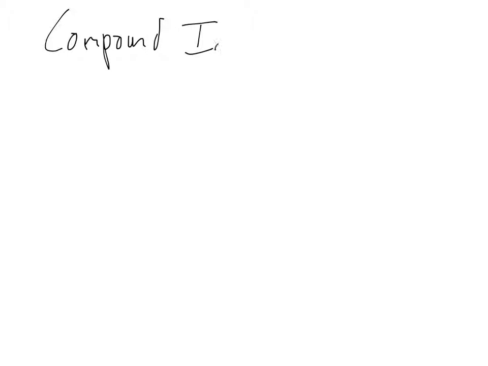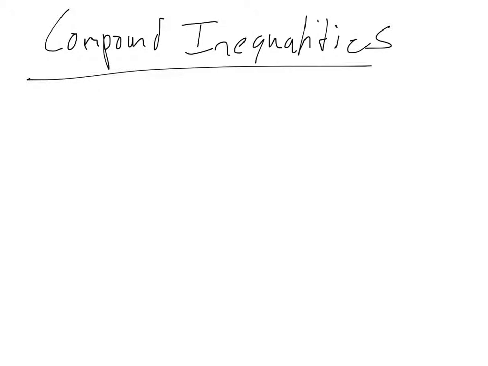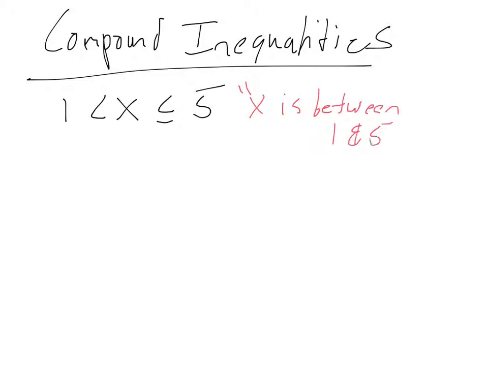These are compound inequalities. Another type, sometimes this can be written like so. So this can be read as x is between 1 and 5. Right, that's one way to read this. And we can actually write this as two separate statements. This is just a more convenient way to write it as one full statement. How could I break this into two separate statements? x is greater than 1 and less than or equal to 5.